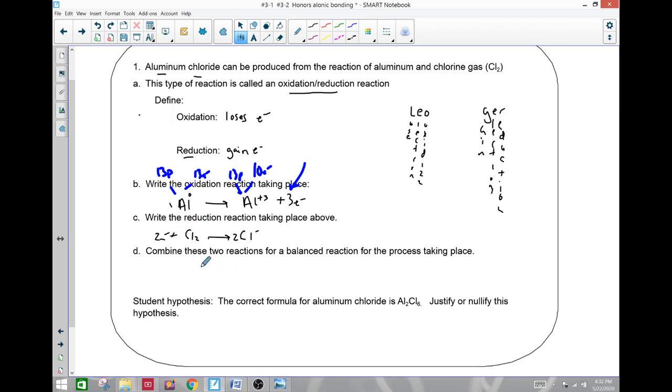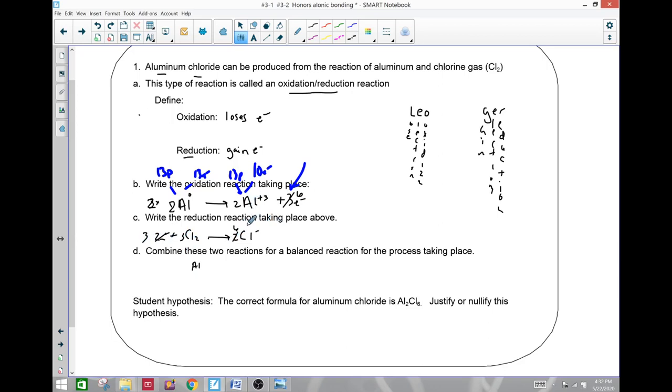Combine these two reactions and write a balanced reaction. This is something we did earlier. So I'm going to rewrite the aluminum. I want these to equal. So I have 3 here and 2 here, so the common multiple is 6. So 2 here, multiply by 2: 2, 2, and 6. And then here times 3. 3 and 2 times 3 is 6.